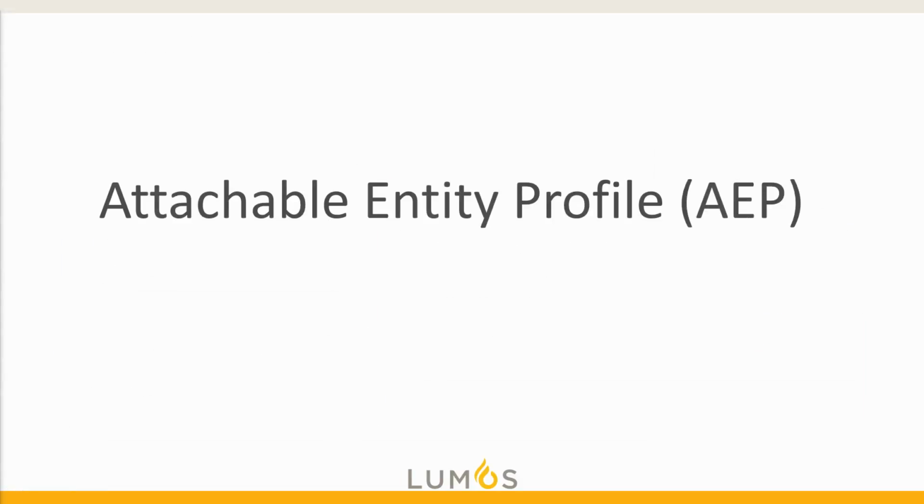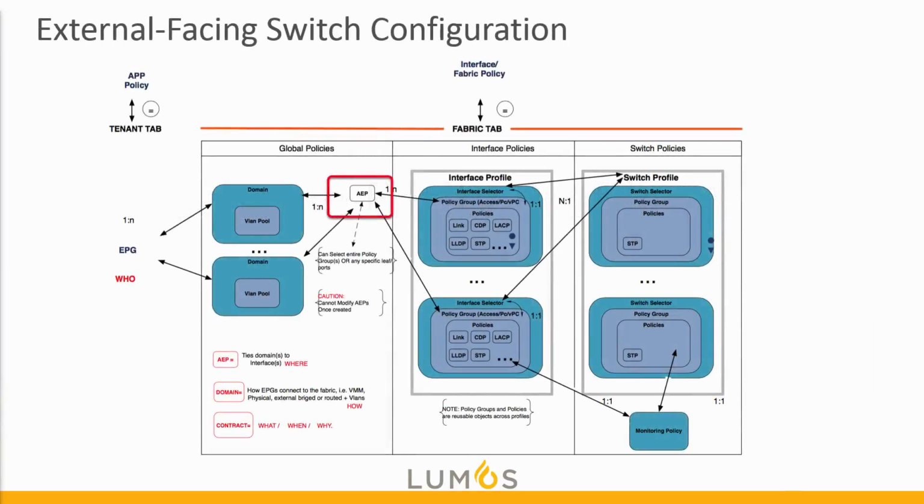So let's talk about the AEP, or Attachable Entity Profile. So here we were just on the page for domain. We created the pool, and then we created the domain and tied it to the pool and the AEP. And remember, this AEP is like the software glue. It tells us where, meaning on which interface and on which switch, we expect to see a given VLAN tied to a particular domain, which is what's associated to the EPG.